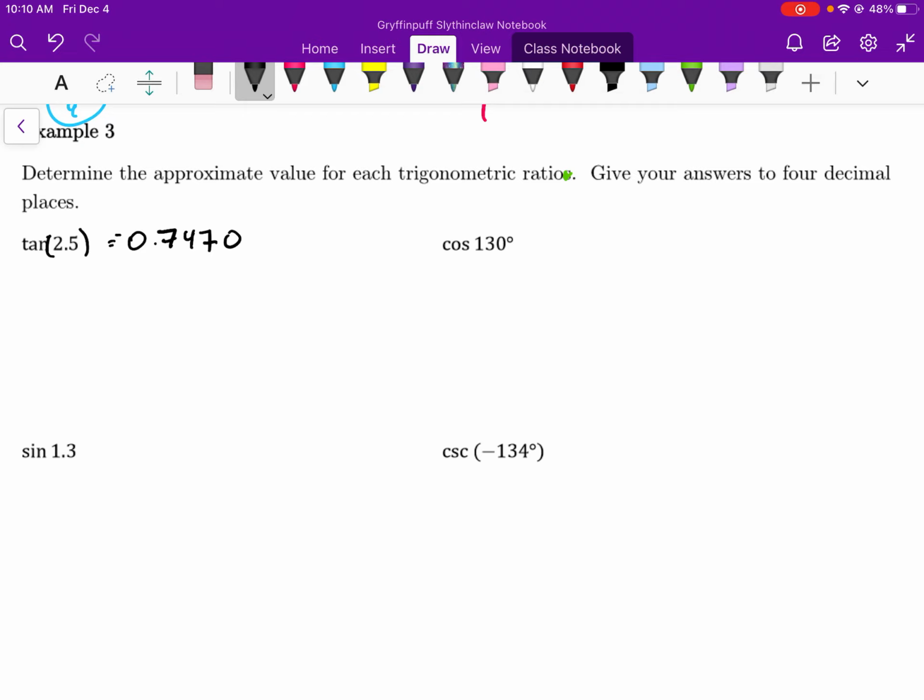0.7470. Now let me check that again. My mode is in radian. Check. Tangent of 2.5. Great.